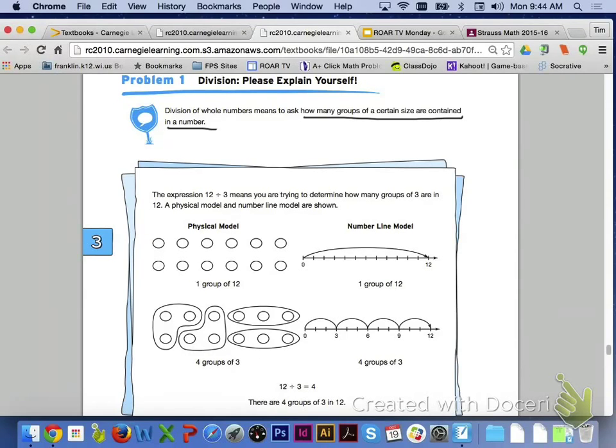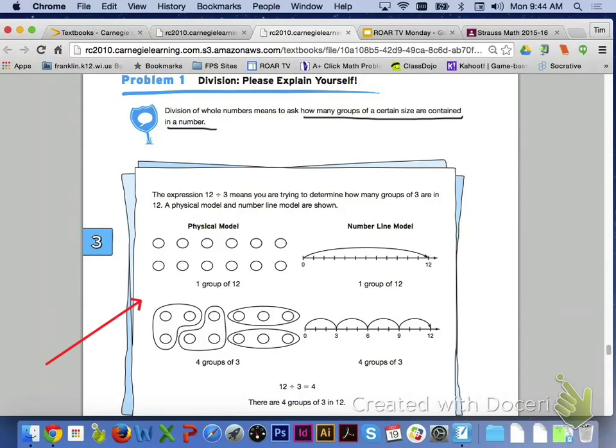Let's look at problem 1 on page 200. Division of whole numbers means to ask how many groups of a certain size are contained in a number. Let's look at the example. The expression 12 divided by 3 means you are trying to determine how many groups of 3 are in 12. We have a physical model and a number line model that are shown here.